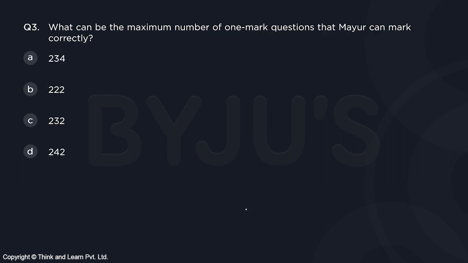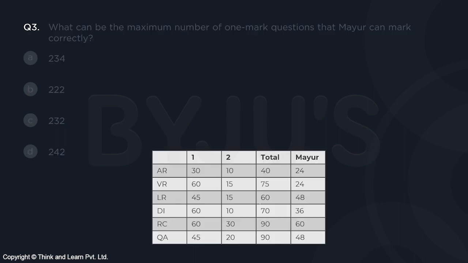What can be the maximum number of 1 mark questions that Mayur can mark correctly? Let's see. So when I talk about Mayur's score in AR, his total score is 24. And if I want to maximize the number of 1 mark questions, can't I assume that all of these 24 he did by doing 24 questions of 1 mark? Yes, that's a possibility. Similarly, in VR his score is 24. So he might have done all 24 questions of 1 mark.